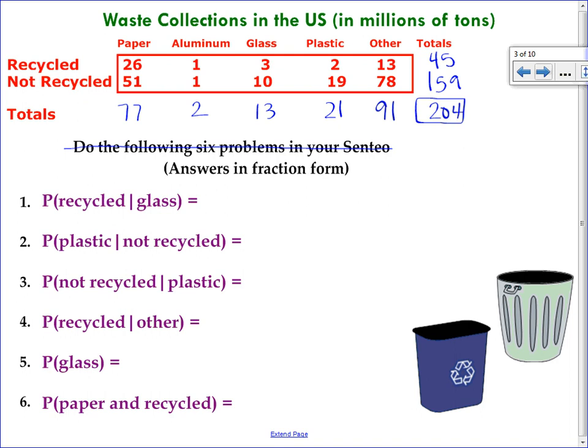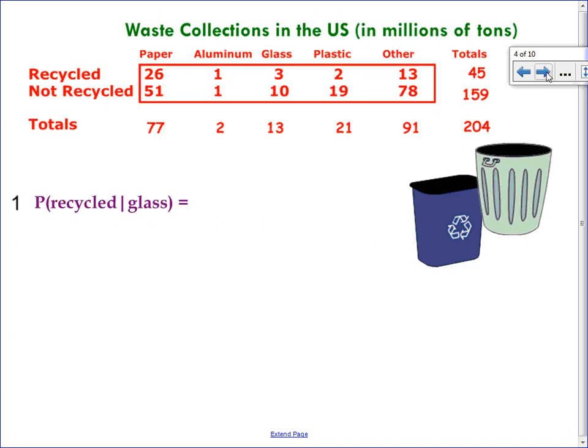So the first one I asked you was the probability that you pick something that's recycled given that it's a piece of glass. Again, we focus our attention here. That's going to be the only place we look. So we're only looking at the glass items. In that oval right there, the recycled ones, 3 out of 13. So that's the answer for the first one.